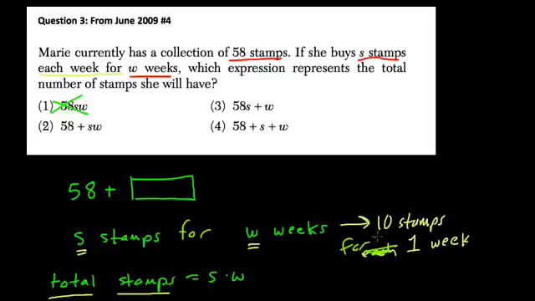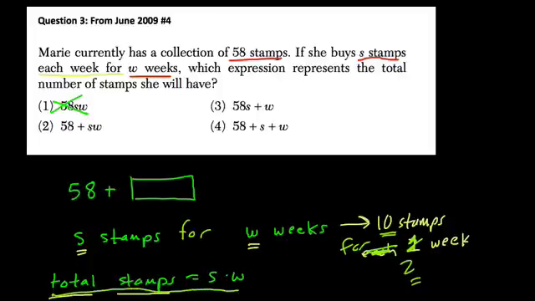So here, if it's 10 stamps for 1 week, it's 10 times 1, like Tim was saying, or 10 stamps. And you can imagine if it was 10 stamps for 2 weeks, well, you can just almost picture it, right? It's 20 stamps. But what you're doing each time is multiplying the number of stamps by the amount of weeks. And then I guess, what's our last step, Tim? Now we know total stamps equals S times W.